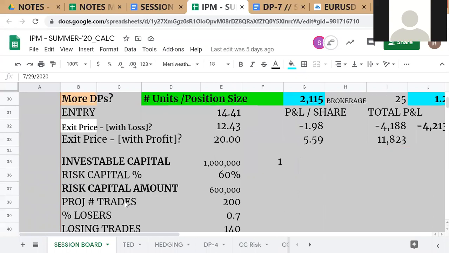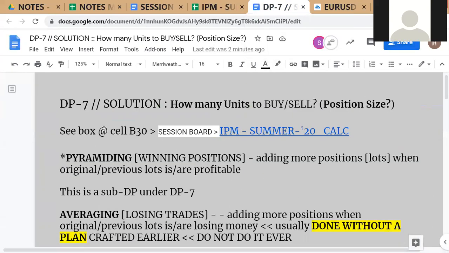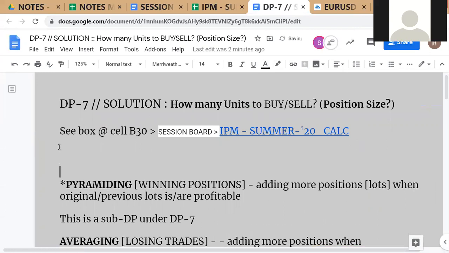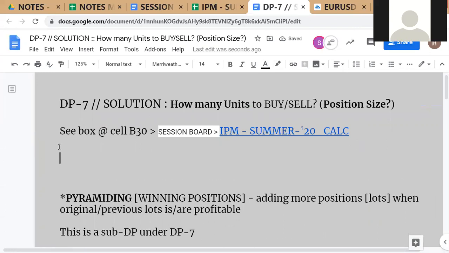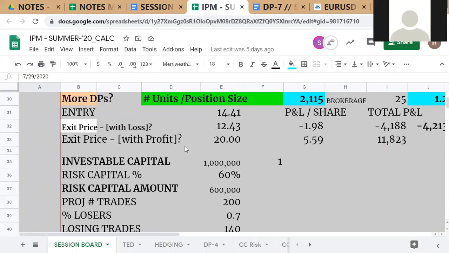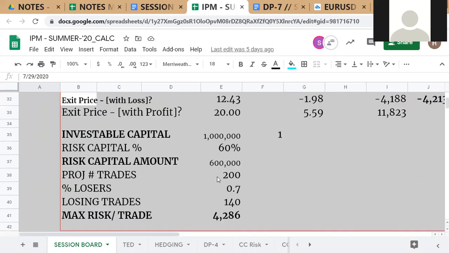All right, so we have this discussion on position size, and broadly what we discussed is this. I'll put the broad logical steps here later on, but you already know this. You go from investable capital, make an assumption about how much of that is going to be risk capital, and then you project the number of trades for the period, project the number of losers. That gives you the number of losing trades, and you divide the risk capital by the losing trades. That gives you the risk per trade.